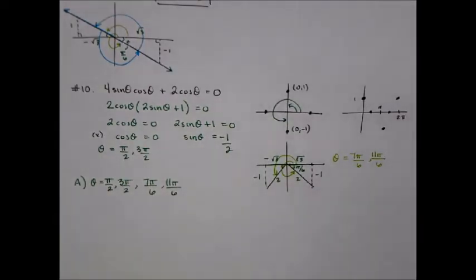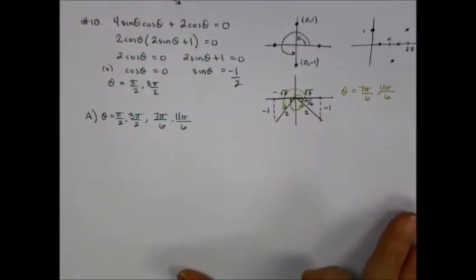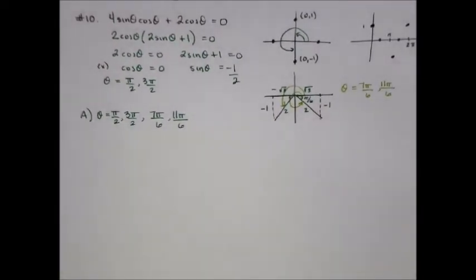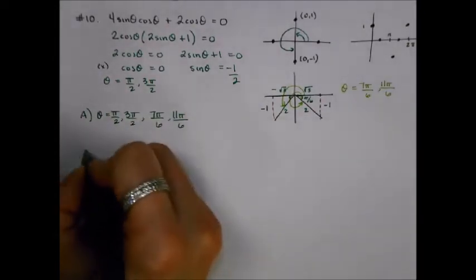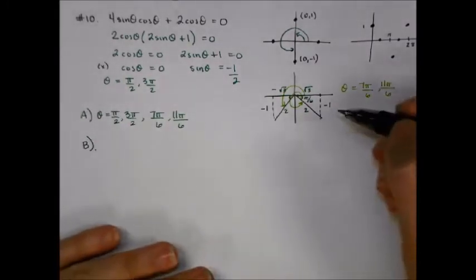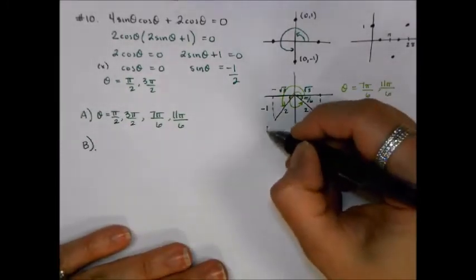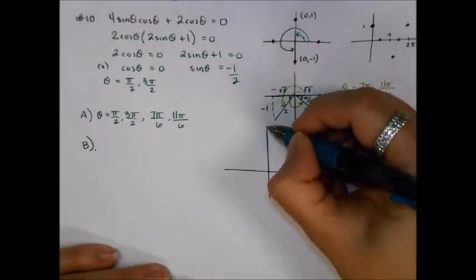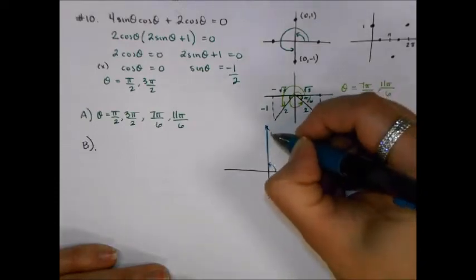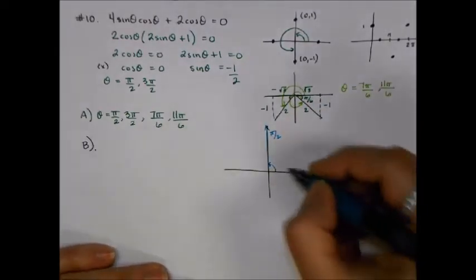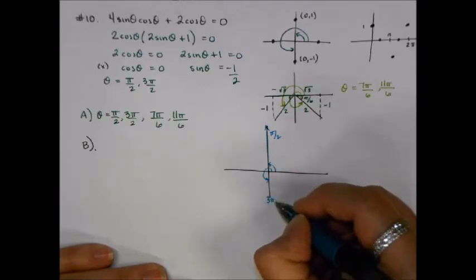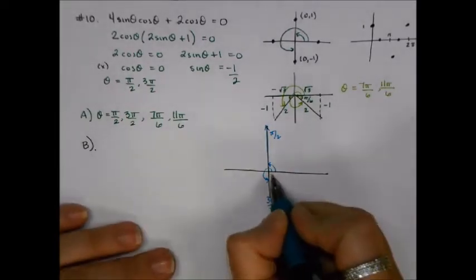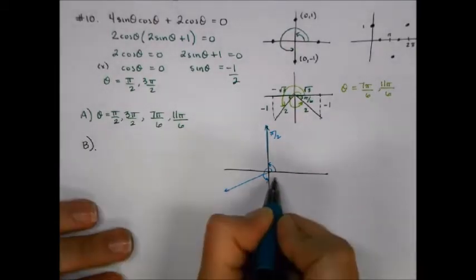All right, in part B, so this is a problem where part B asks for the infinite solutions. So we're looking for the best way to list all of these answers together. So let's take a look at where they all reside. So I've got here at pi over 2, 3 pi over 2, 7 pi over 6, and 11 pi over 6. So these guys here.